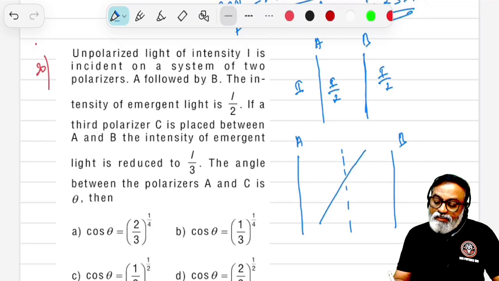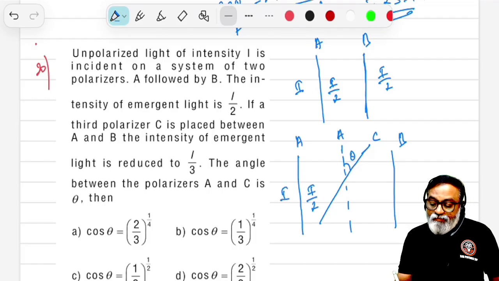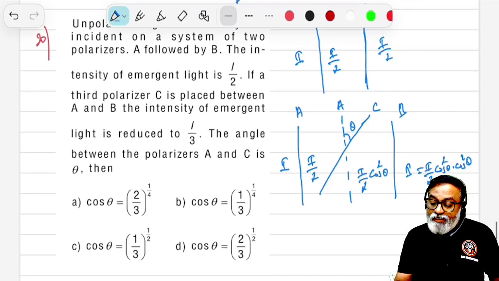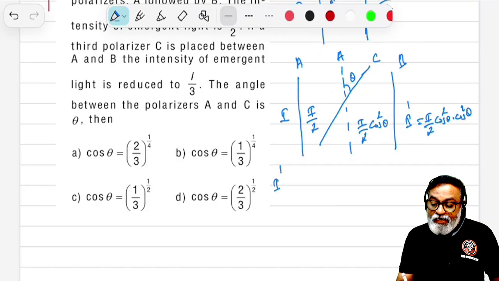Now, third polarizer C is placed. The angle between A and C is theta. Therefore, here is the intensity I. Therefore, this becomes I by 2. Here, I by 2 cos square theta. Here, I by 2 cos square theta into cos square theta. Therefore, this I dash I am taking. Therefore, I dash is equal to I by 2 cos to the power of 4 theta.